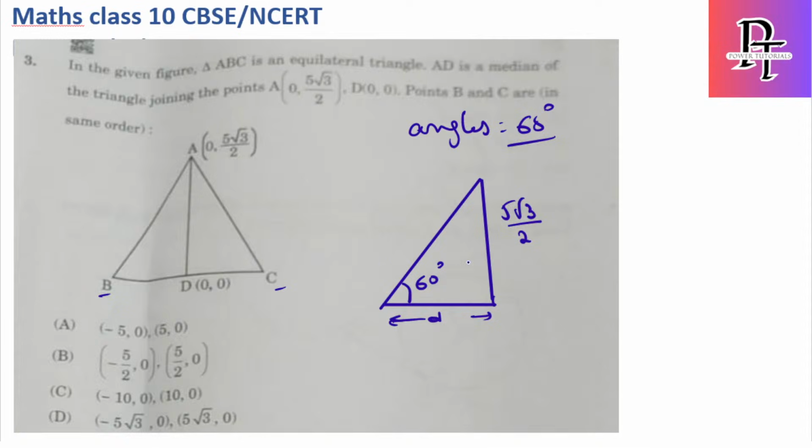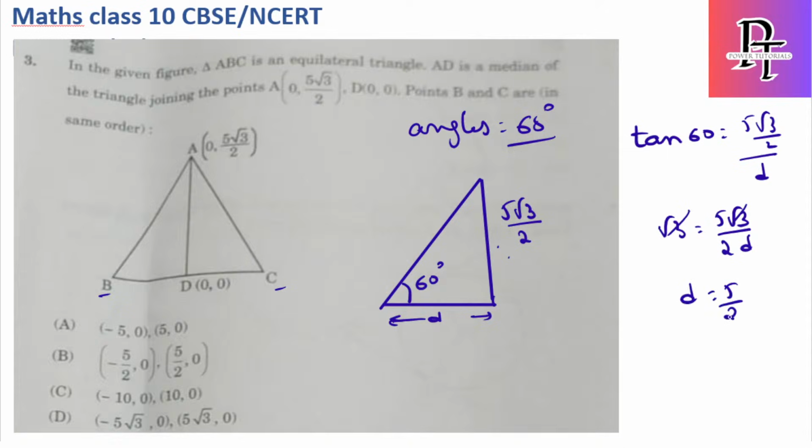So what is this? This is adjacent, this is opposite, and this is adjacent. So simply I have to use tan 60. So tan 60 is equal to 5 root 3 by 2 by D. What is tan 60? Tan 60 is root 3. So 5 root 3 by 2D. Root 3 cancelled, so I will get the D value as 5 by 2.